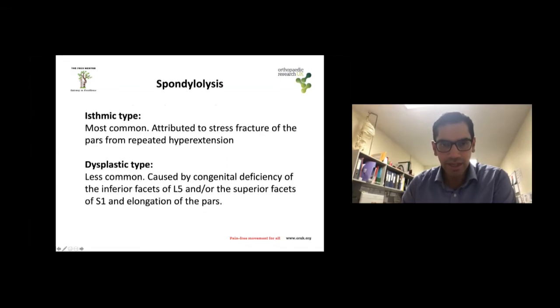There's different types of spondylolysis. So isthmic type is the most common and is attributed to a stress fracture of the pars from repeated hyperextension. The dysplastic type is less common and is caused by congenital deficiency of the inferior facets of L5 and or the superior facets of S1 and elongation of the pars.